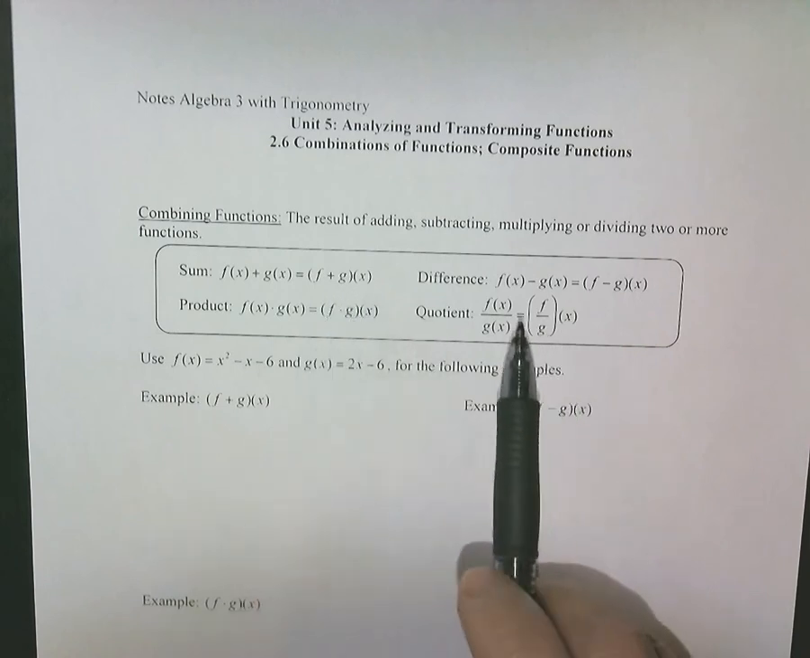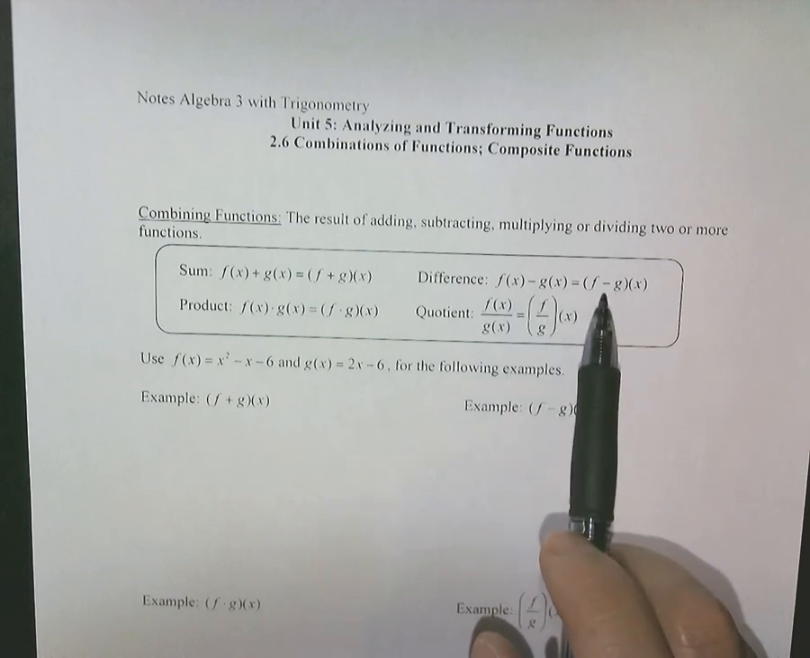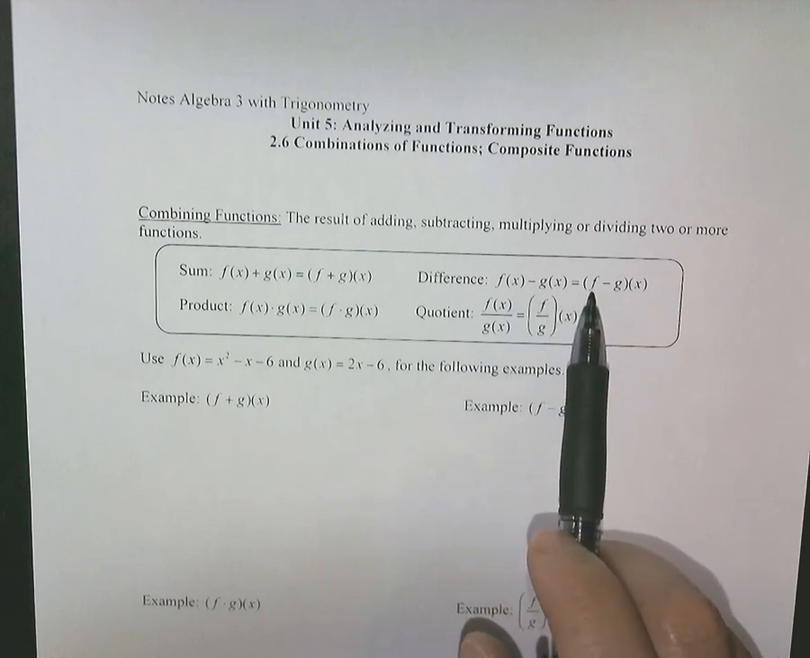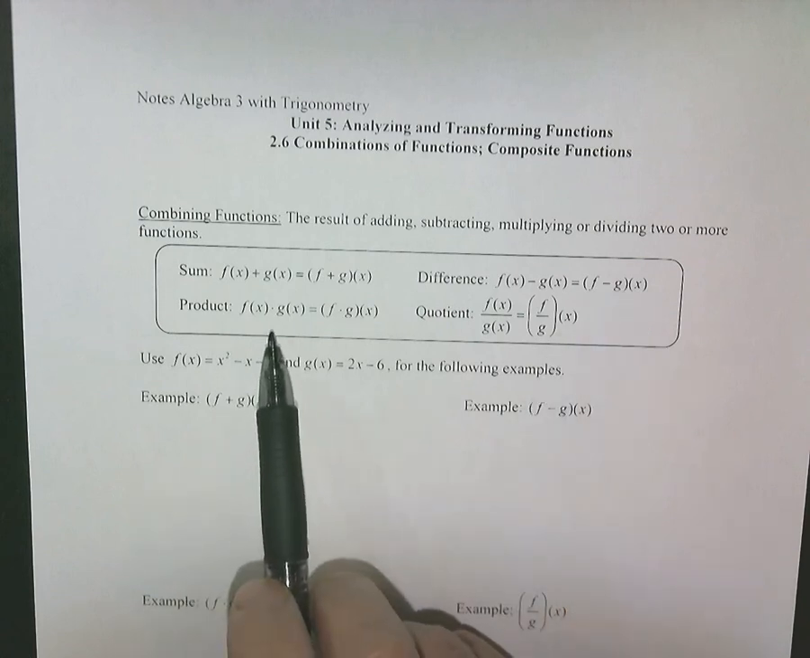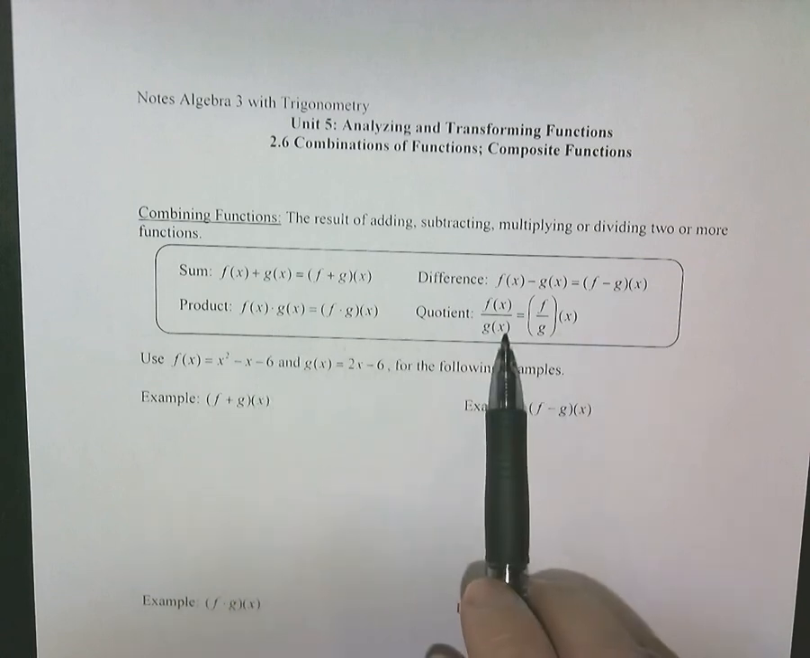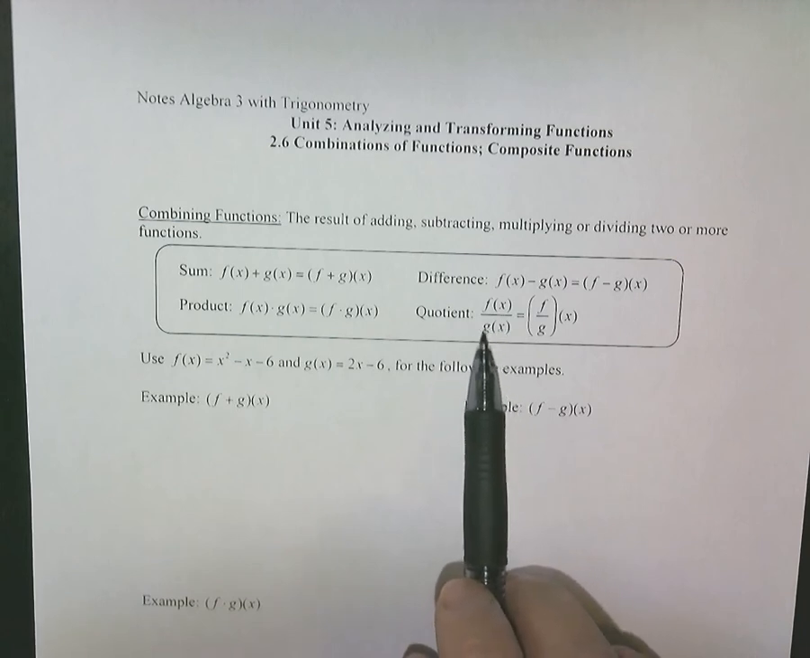If you're taking the difference of two functions, instead of writing f of x minus g of x, mathematicians write it as parentheses f minus g, parentheses x. Same thing with multiplication and with division. So I'll go through a few examples first.